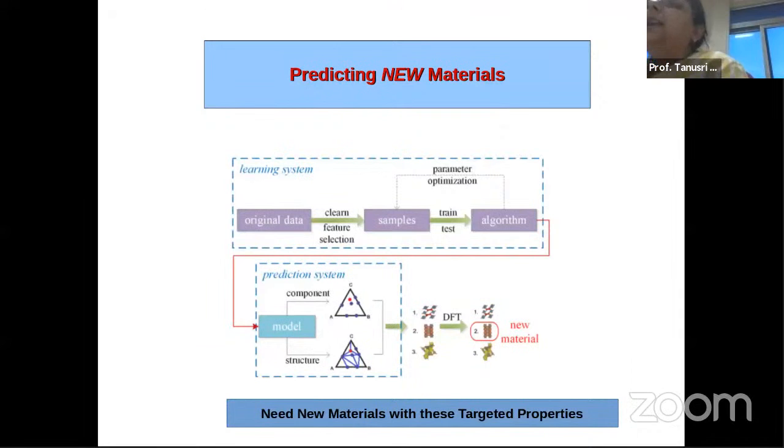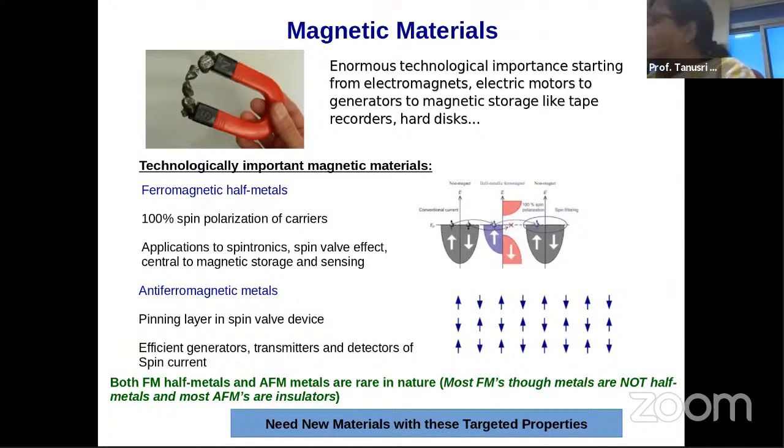So with that, I come to the last kind of example. Can we predict new materials altogether? We definitely need new materials with targeted properties. So now we are back to almost Leonardo da Vinci, who thought that we can actually predict new materials which don't exist in nature. And I have special interest in magnetic materials because of their enormous technological importance. They have been discussed heavily.